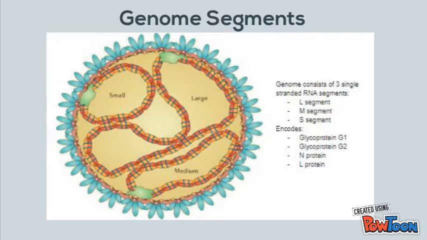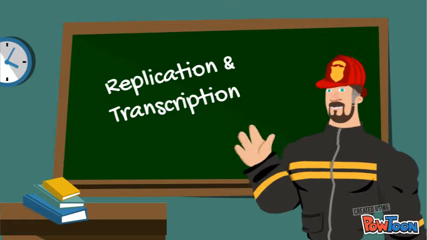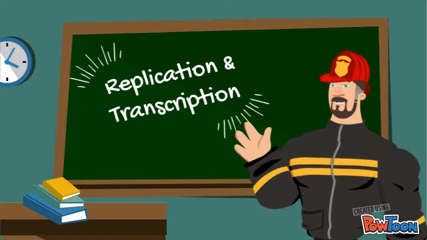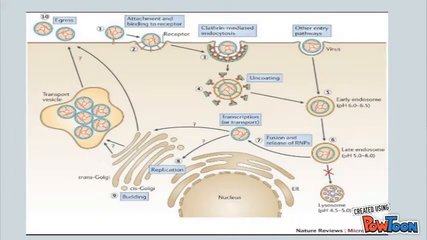So, with the basics covered, we can now start going over the replication and transcription of hantaviruses. As you can see from the image is the full hantavirus cell cycle, so we can briefly start going over each step. At step 1, hantavirus attaches to a receptor on the cell surface, which triggers a signal transduction. At steps 2 and 3, the signal transduction enables viral entry via receptor-mediated endocytosis.